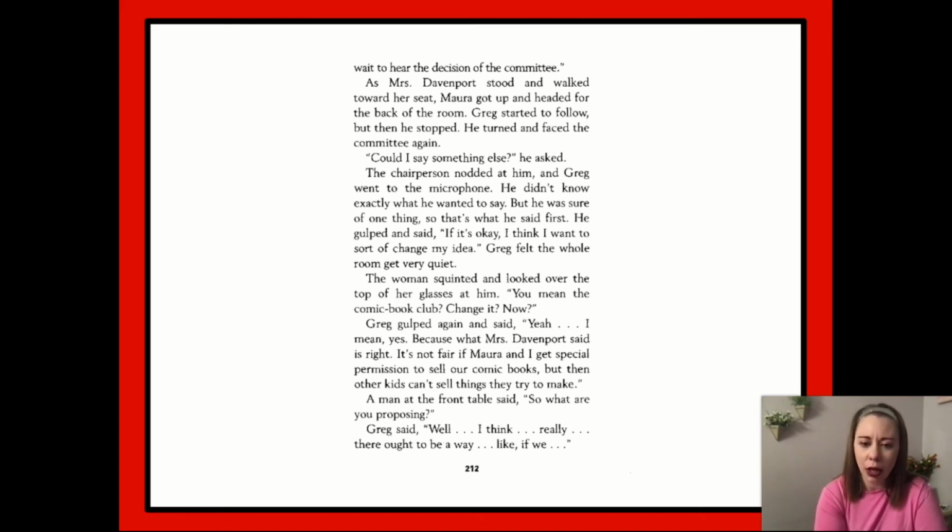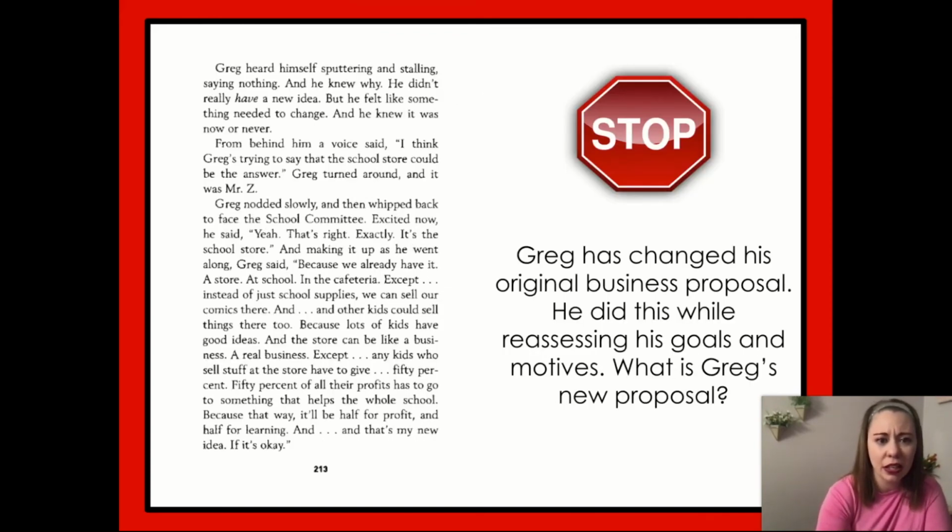Greg said, "Well, I think, really, there ought to be a way, like, if we..." Greg heard himself sputtering and stalling, saying nothing, and he knew why. He didn't really have a new idea, but he felt like something needed to change, and he knew it was now or never. From behind him, a voice said, "I think Greg's trying to say that the school store could be the answer." Greg turned around, and it was Mr. Z. Greg nodded slowly and then whipped back to face the school committee.